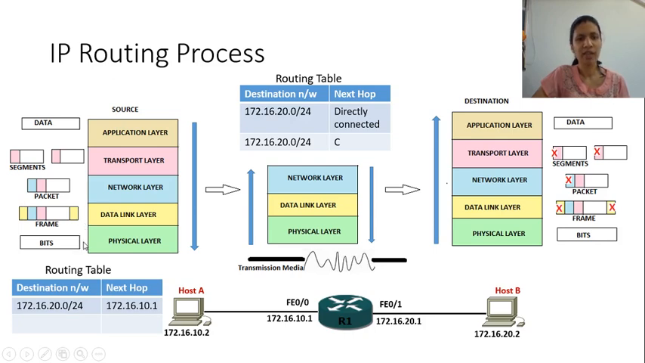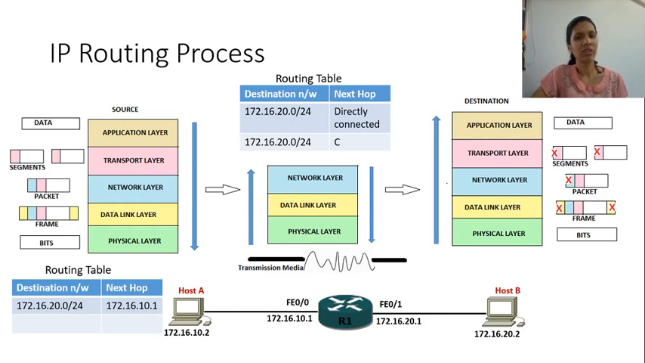The physical layer will convert the bits to signals which are understood by the transmission media, and the signals would be sent over the transmission media, whichever device is present. So here we have got the router which is present on this transmission media. The router is going to intercept the bits or the signals which are present on the transmission media. The physical layer present in the router is going to convert the signals to bits and send them to the data link layer.